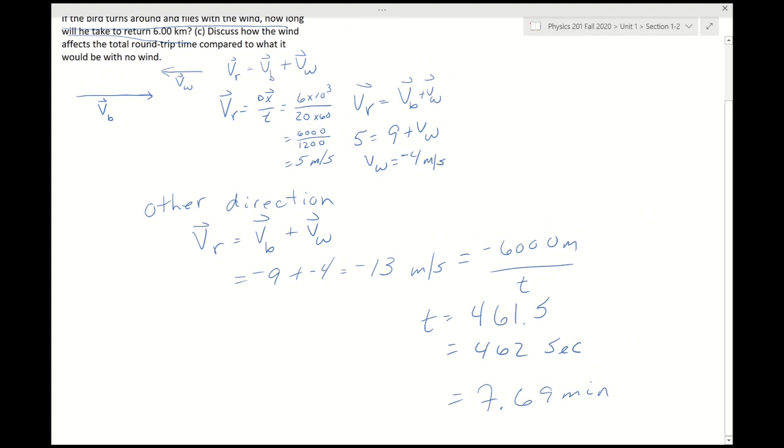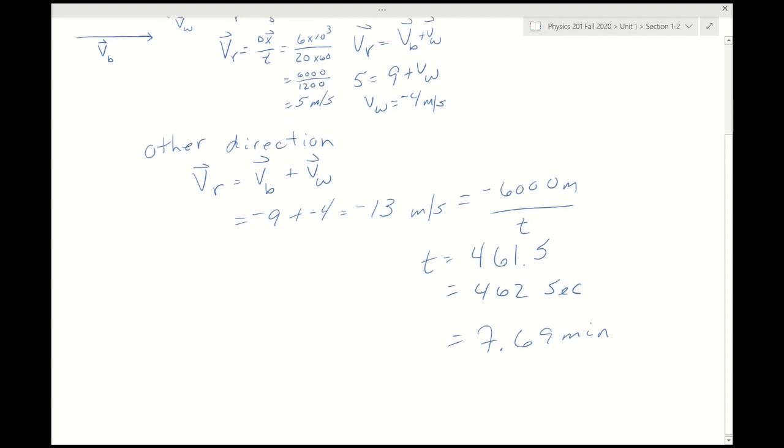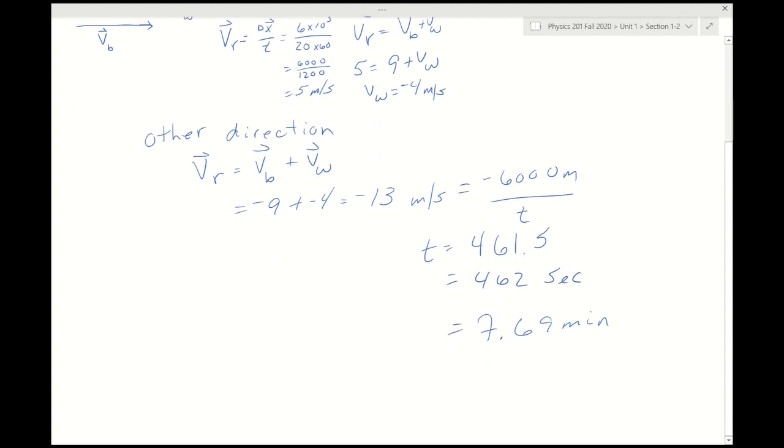All right, how does the wind affect the total round trip compared to what it would be like with no wind? Well, the total round trip time with wind, a round trip, is 20 plus 7.69 minutes, or 27.69 minutes.